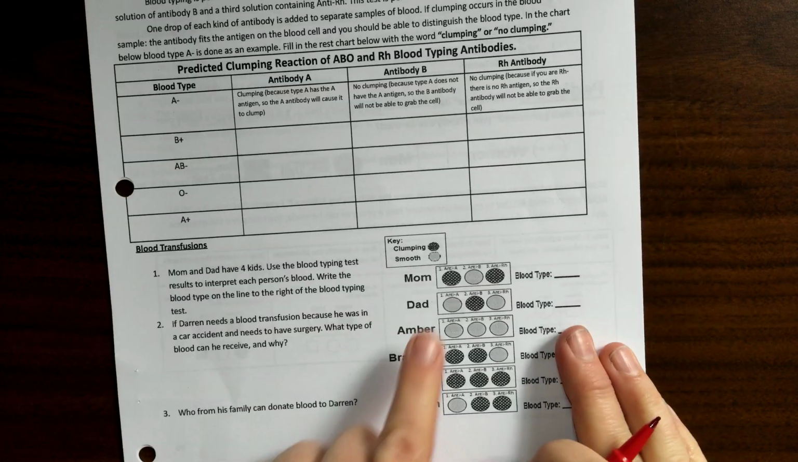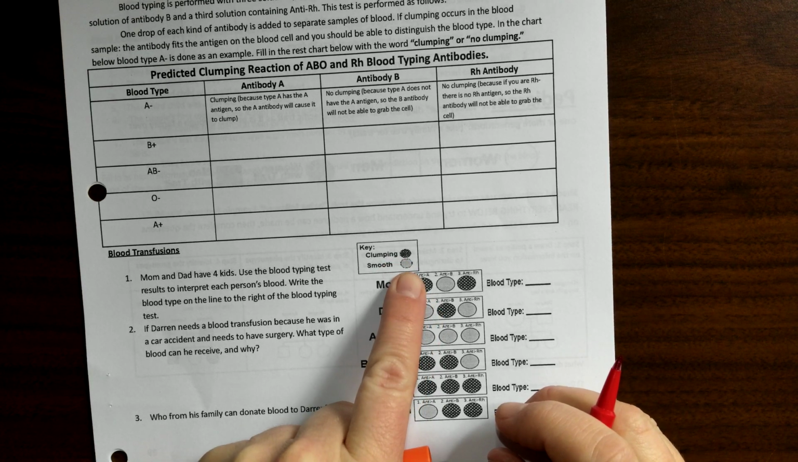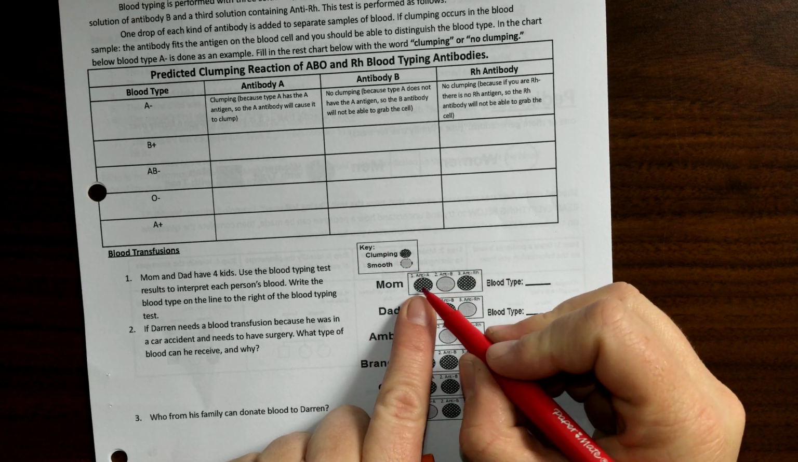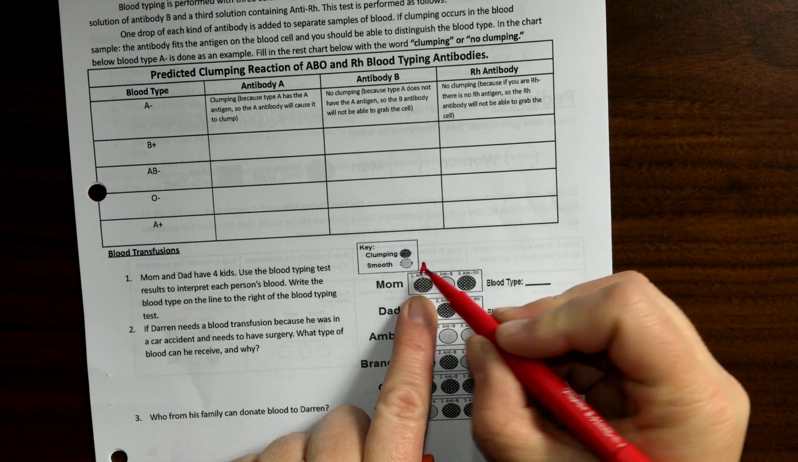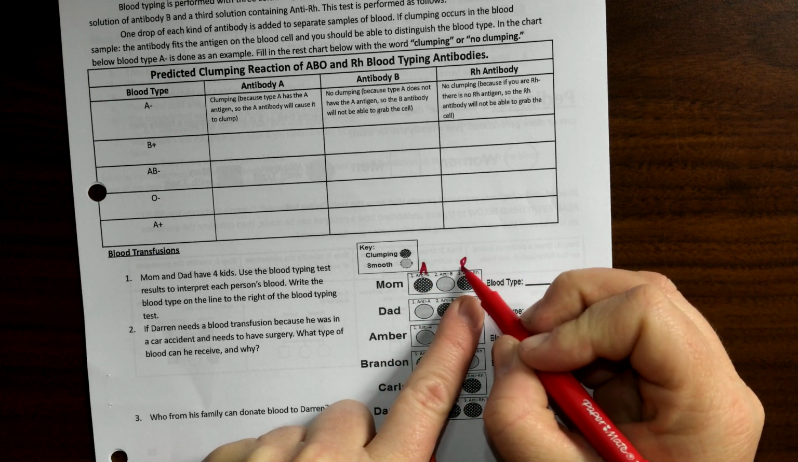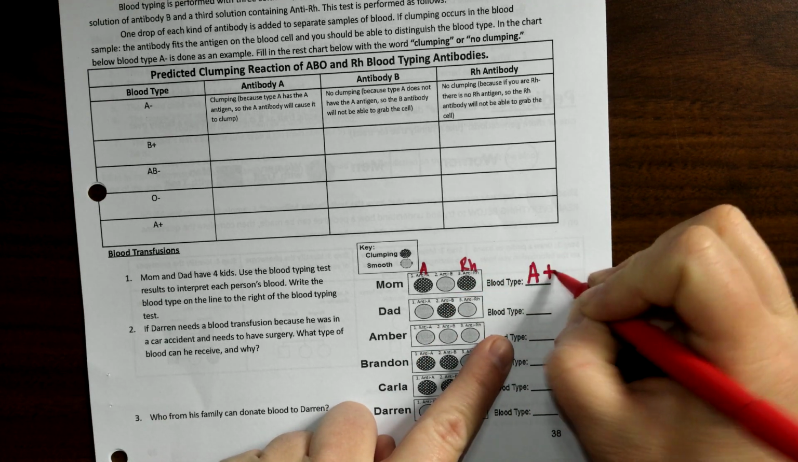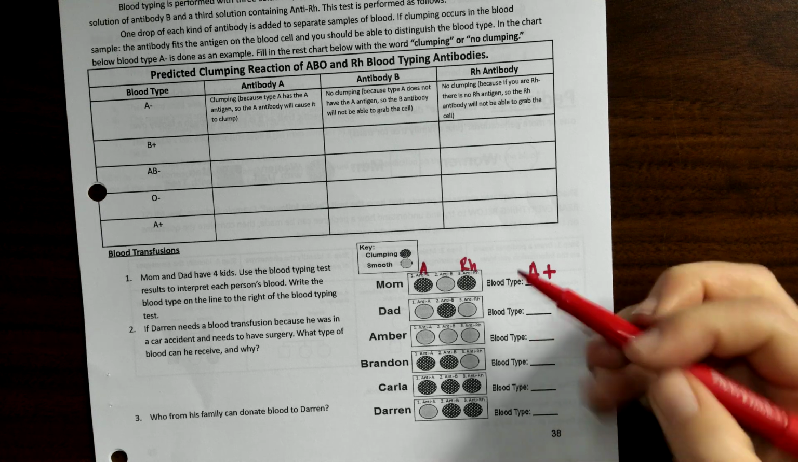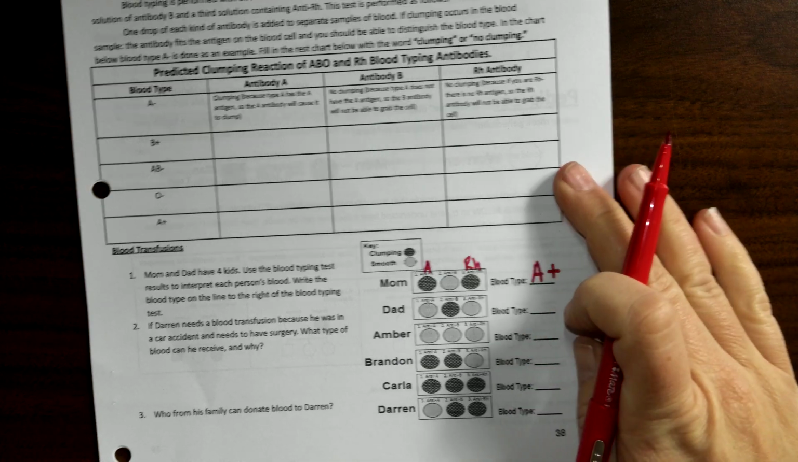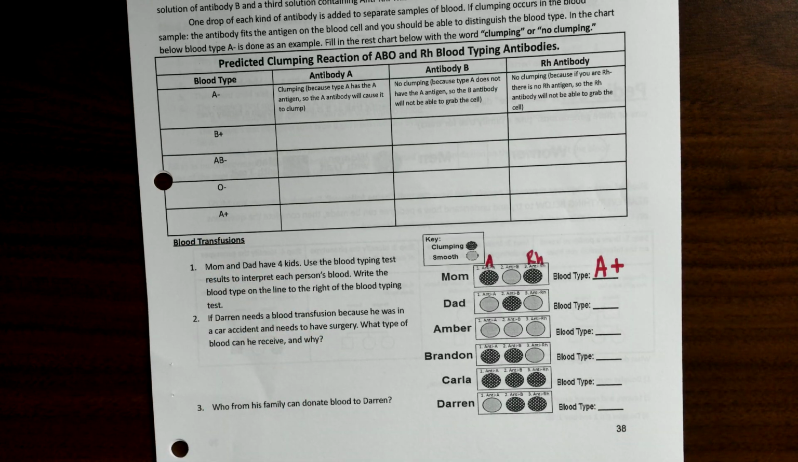Over here then, let's do an example. This is our symbol for clumping. This is for smooth. You can see that their blood must have triangles because it clumped here. So that's A. It doesn't have any bumps, but it does have RH because it clumped with this one. So this person would be considered A positive blood type. Go ahead and figure out the rest of these blood types and then answer these questions about who can donate blood to who. Good luck.